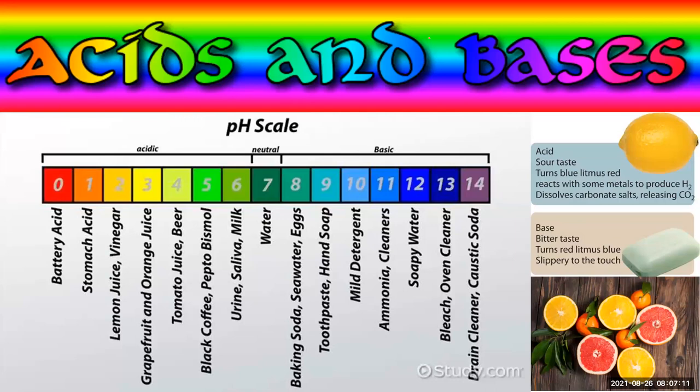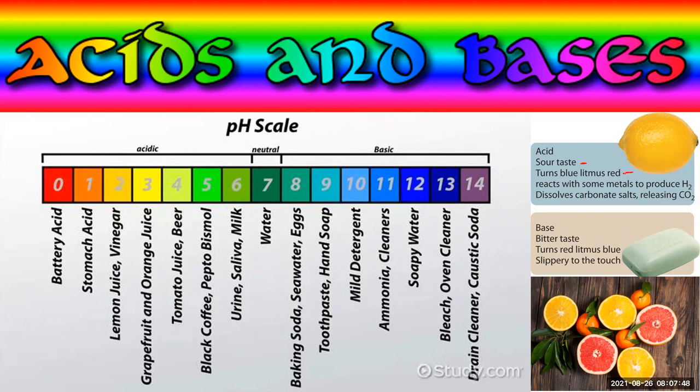Now in the past, you have probably studied acids and bases, and you've probably learned that there is a pH scale that we use to measure whether something's acidic or basic. You may have learned some of the properties of acids and bases. You may know that acids have a sour taste, that they turn the indicator litmus red, and you may have even studied their reaction with metals to produce hydrogen gas and their reaction with carbonates to produce carbon dioxide gas.